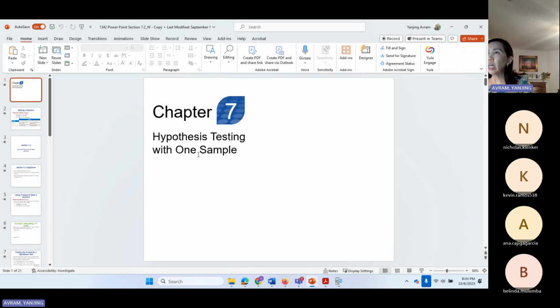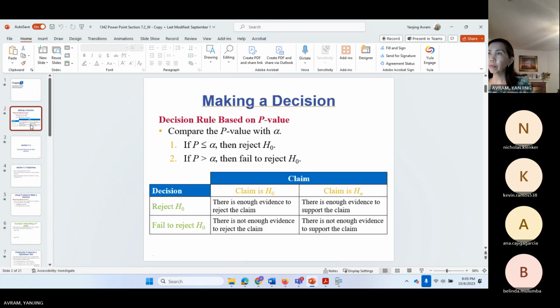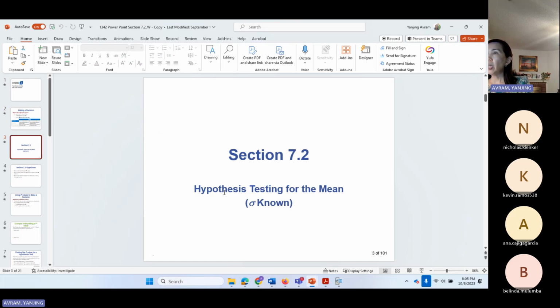This chapter is hypothesis testing with one sample. Since this is the 4th level of statistics, everything we do is only with one sample, not with 2 or multiple samples. So just let you know, when you use the TI-83 or 84, always choose the one with one sample, okay? And this section is hypothesis testing for the mean when the sigma is unknown, okay?